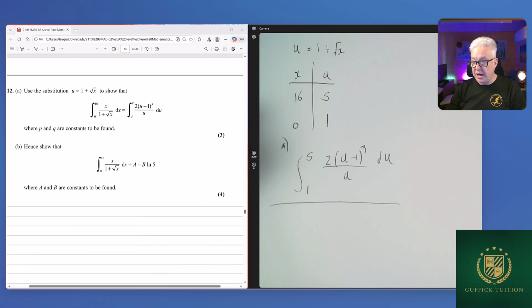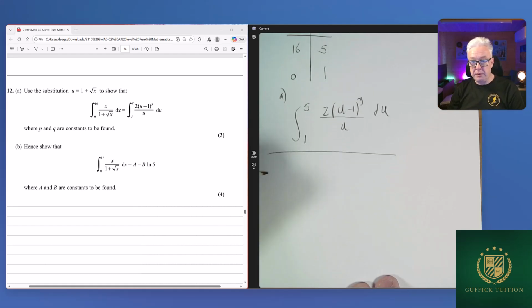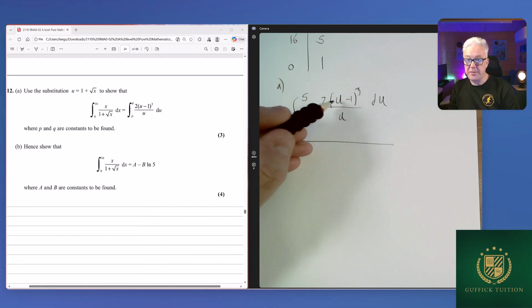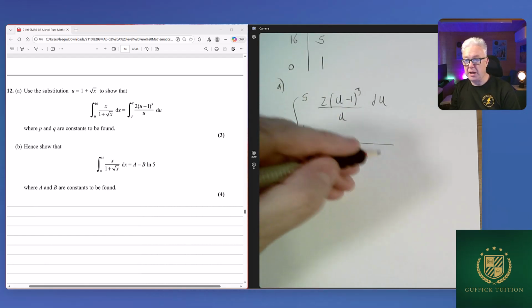So all we've got to do now is actually just integrate this thing. Now what I would do here is I just would not do anything fancy. I just think about year 12 knowledge. And I'm going to use the binomial expansion to expand u minus 1 cubed. Okay, what do I mean by that?